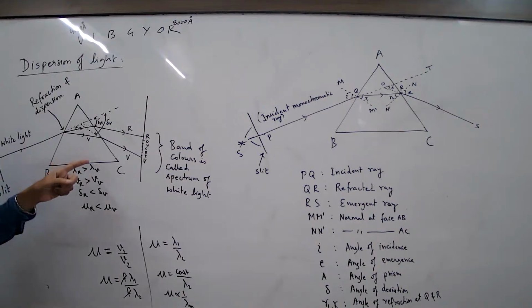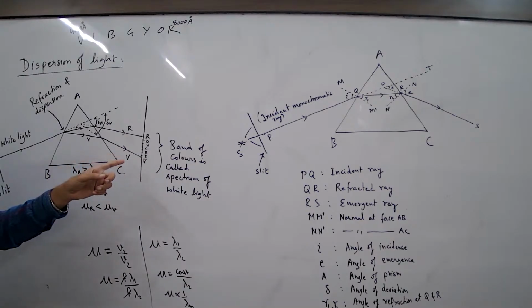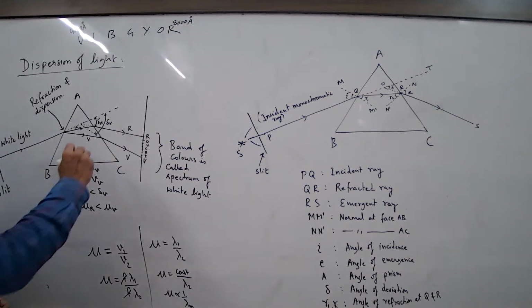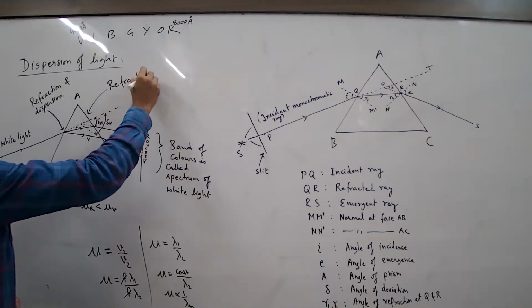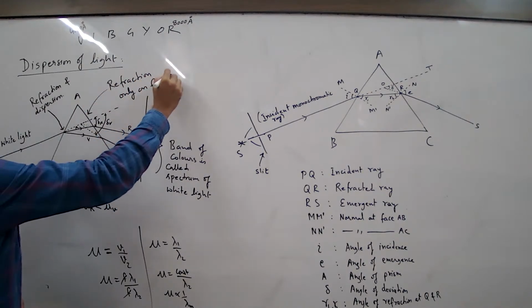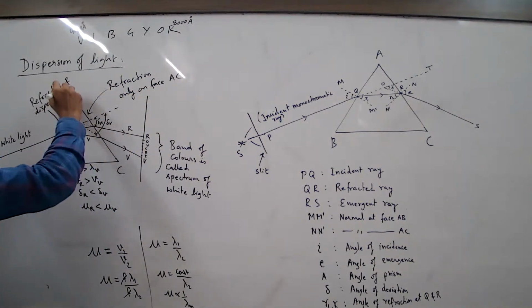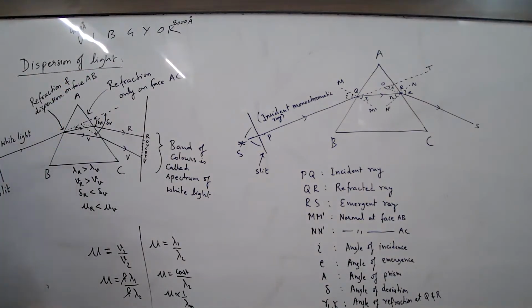What is taking place on face AC? Yes, you see. Is dispersion taking place here? No, only refraction. Now these are individual colors. They are only suffering now refraction. So on face AC, refraction only. Okay? So hope you have understood it.